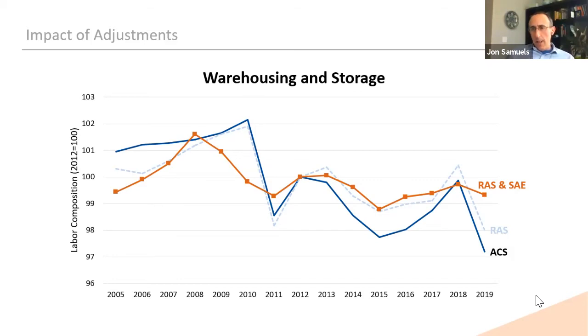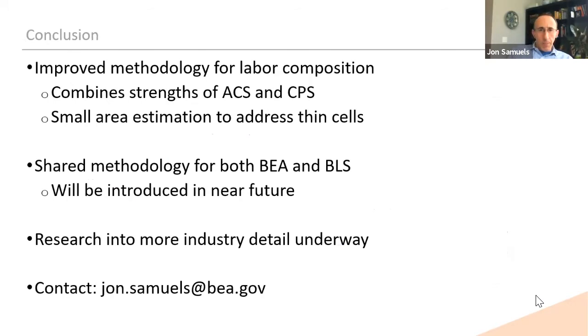You can see that the RAS technique, which is basically scaling things to match the aggregate trend, but not incorporating industry level information, which is the dashed light blue line, doesn't change things much. But this procedure of RASing the data at the industry level and using this small area technique that I just mentioned on the previous slide, which brings in information on the neighboring cells, is useful and helps with the volatility in the labor composition estimates for this particular industry.